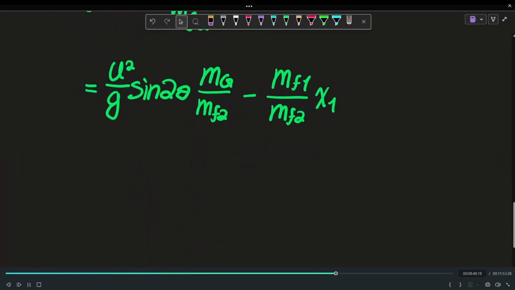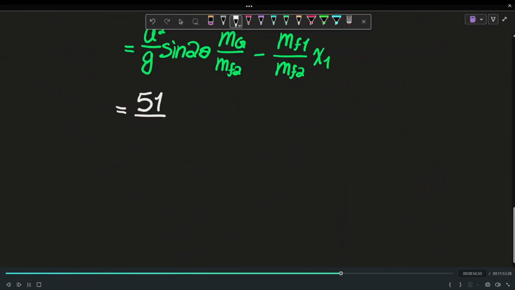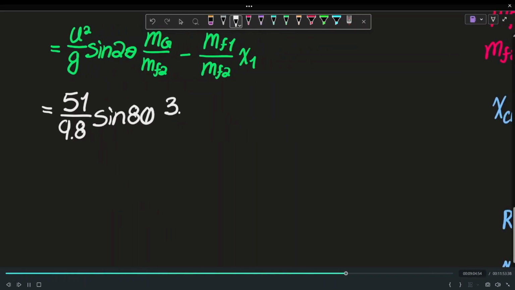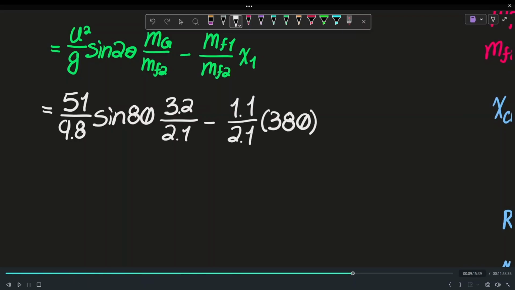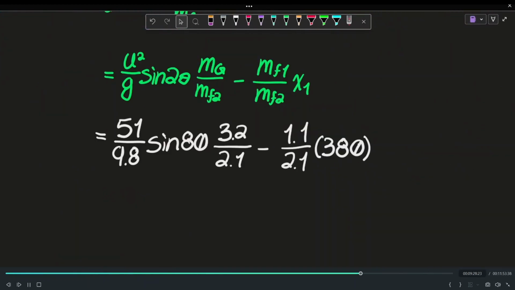Now we can plug in everything. The initial velocity was 51, this is 9.8, this is sine of 80. Mass of grenade is 3.2, fragment 2 is 2.1, minus 1.1 over 2.1, and this position was 380. From there, we can get a final position. Make sure it's in degrees, because that'll mess up everything.